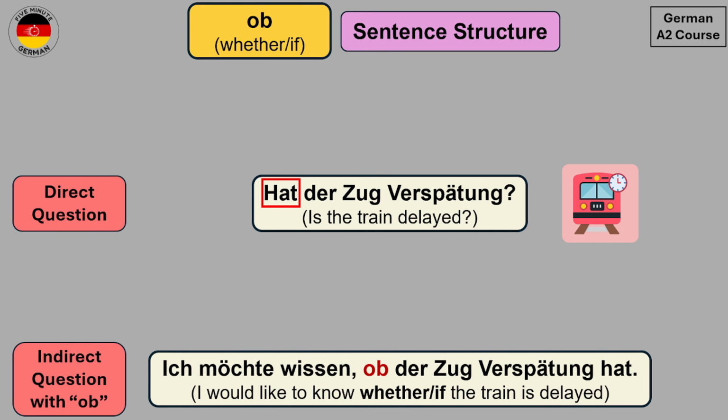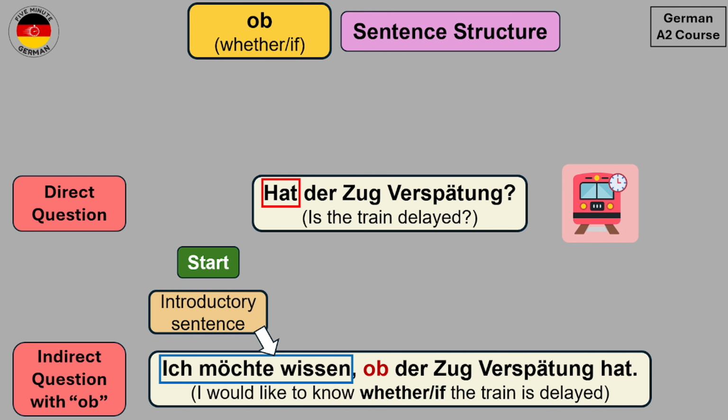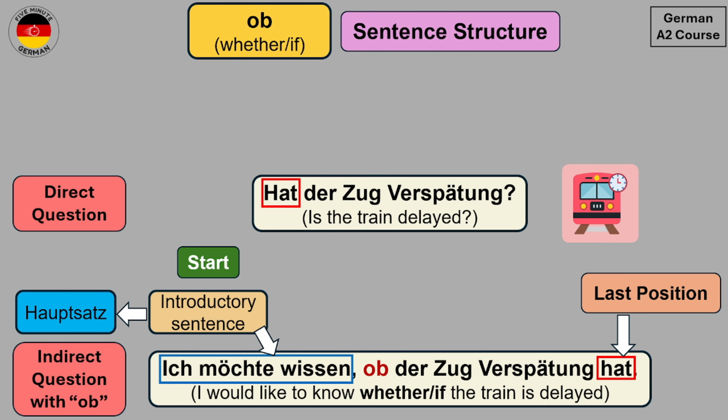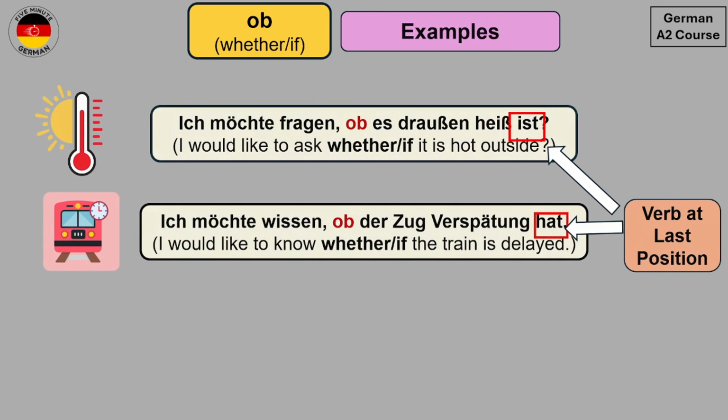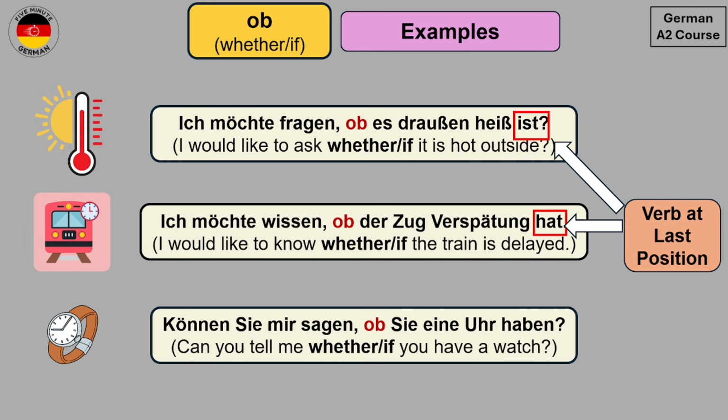And in this sentence, again, we have the introductory sentence at the start, which is Ich möchte wissen, which is also the Hauptsatz, and the verb hat goes to the last position. Now let's take a look at one more example. So we have the sentence, Können Sie mir sagen, ob Sie eine Uhr haben? Can you tell me whether or if you have a watch? So this also follows the same pattern, and the verb haben comes at the last position.